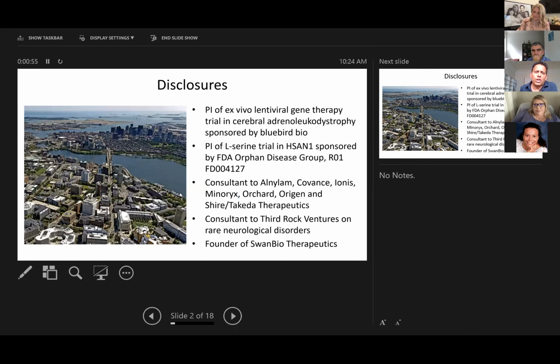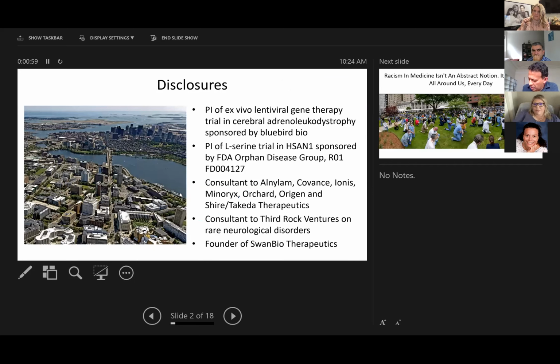So just to start off to say that today, compared to the time that both Ali and I trained at Hopkins with Hugo Moser, the landscape has changed dramatically. We are in a time when there are many companies interested in rare diseases, much more so than 20 years ago. And here, a picture of Boston and the industry landscape across the river.